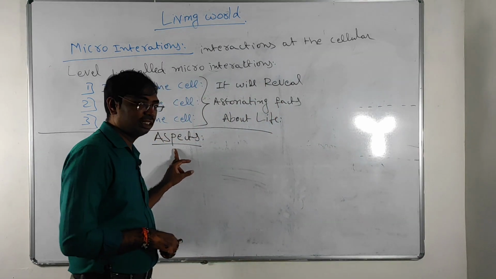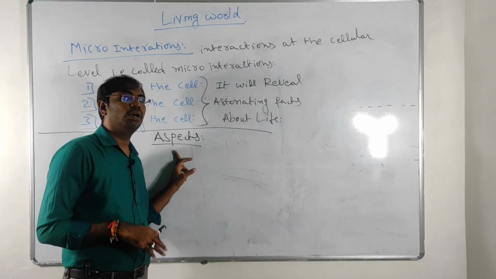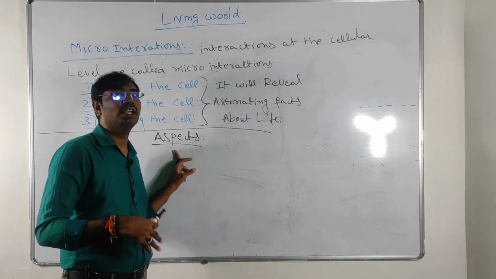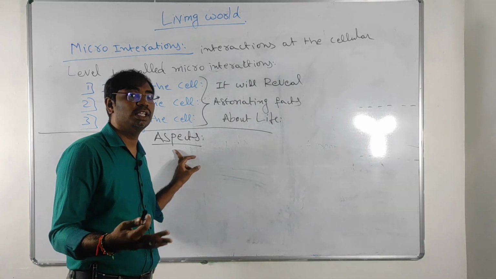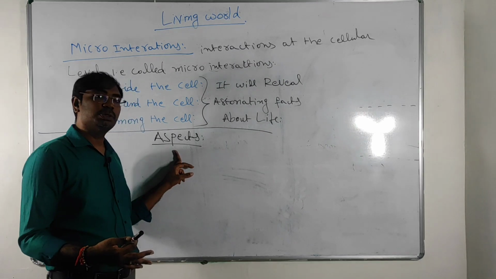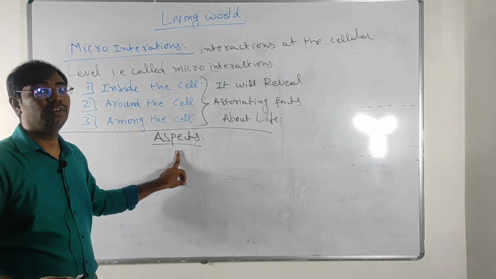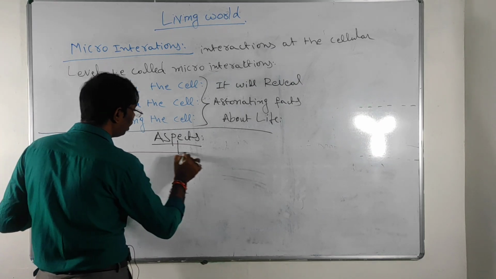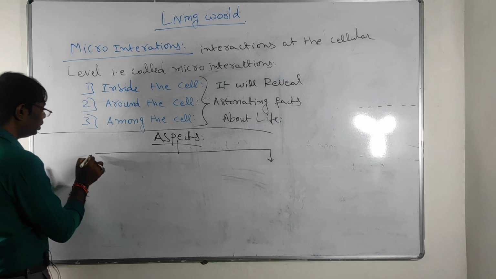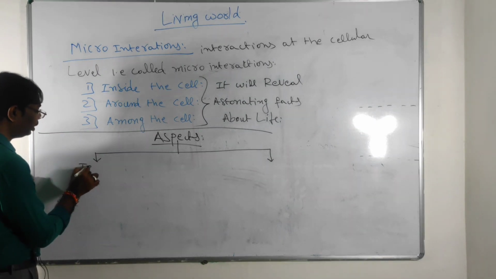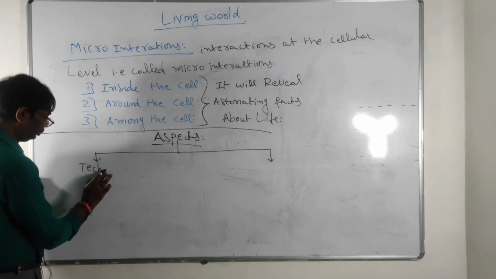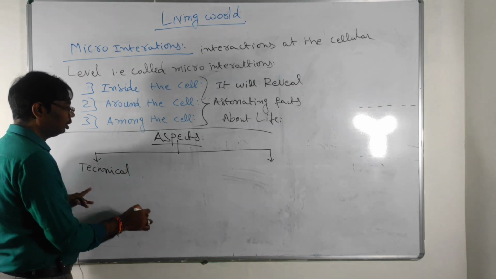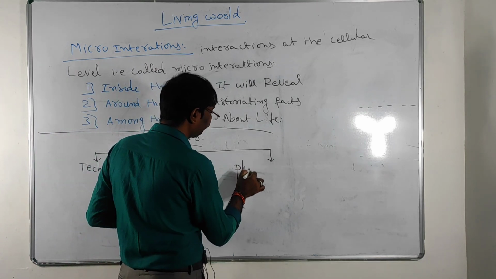So different aspects are there about the life, but most of the aspects are not correct, and scientifically we cannot understand and we cannot define that kind of aspects. But some aspects we can define and we can understand. So there are two aspects, one is called the technical aspect of the life and another one is called the philosophical aspect of the life.